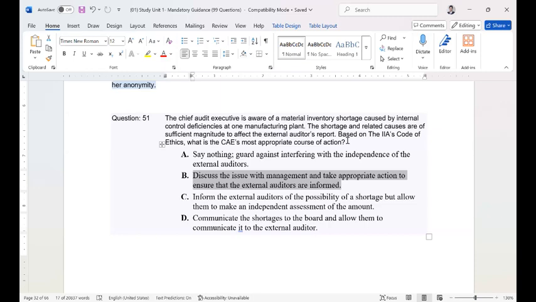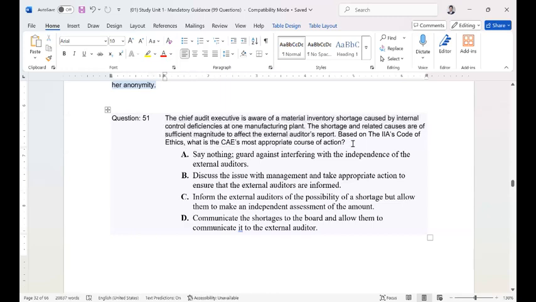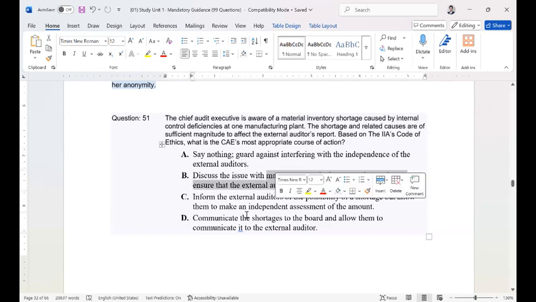But I don't know, it looks as though the external auditor may even have issued the independent auditor's report. I don't know whether they have finished the audit and issued the report also, or it could be well before doing the audit and issuing the report, this issue is there which needs to be communicated, and still the accounts may have been given to the external auditor for audit purposes, or it could be before. So it's not very clear. But either way, you must discuss with management and ensure that the external auditors are informed.